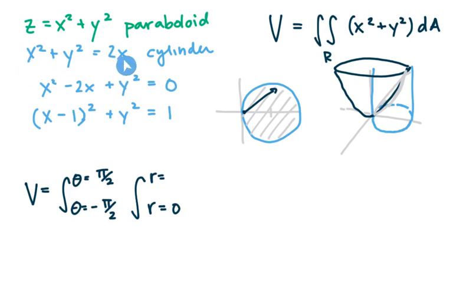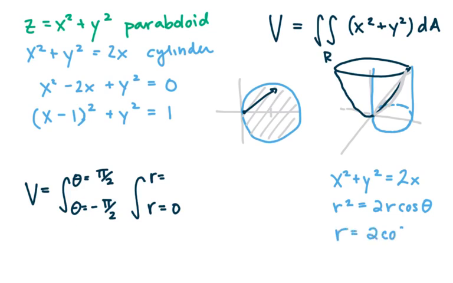Now, we have the equation up here, x squared plus y squared is 2x. So that's the equation of my circle. Well, x squared plus y squared we know is r squared. And then x in polar coordinates is r cosine theta. So I can divide on both sides by r, and I get r is equal to 2 cosine theta. So 2 cosine theta is my other bound.